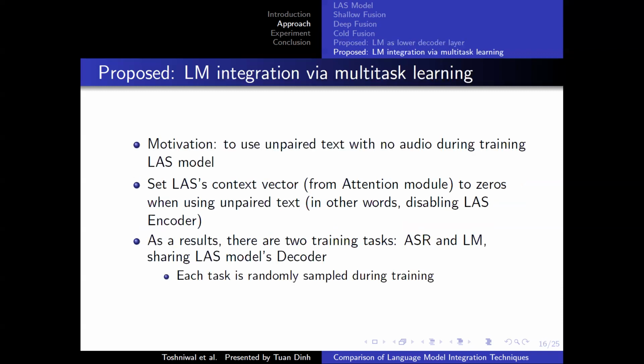The second proposed method is language model integration via multitask learning. The motivation is to use unpaired text without audio during training of the LAS model. To do so, the authors set the LAS context vector to zeros when using unpaired text. In other words, they disable the LAS encoder when there's only text. As a result, there are two training tasks, the ASR and language model training tasks, sharing the LAS model's decoder.